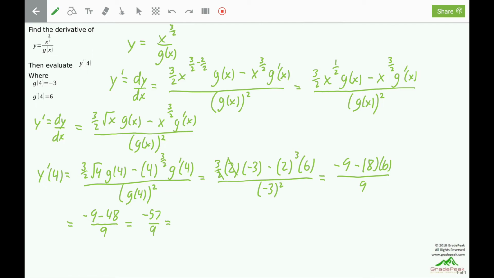Both of these are divisible by a 3. 57 divided by 3 is a 19. 9 divided by 3 is a 3. It won't reduce any further. I'll leave it as -19/3.